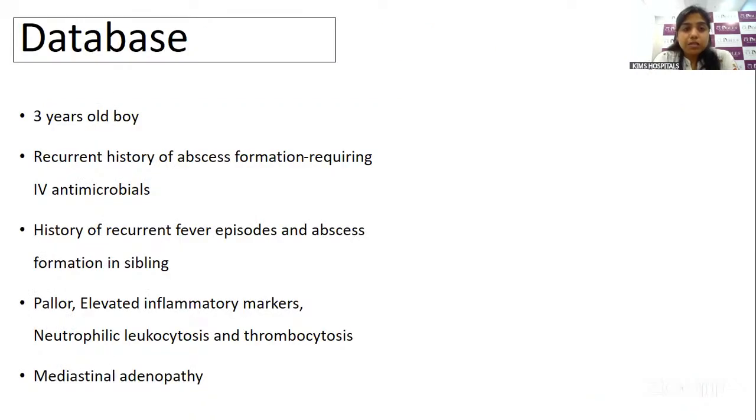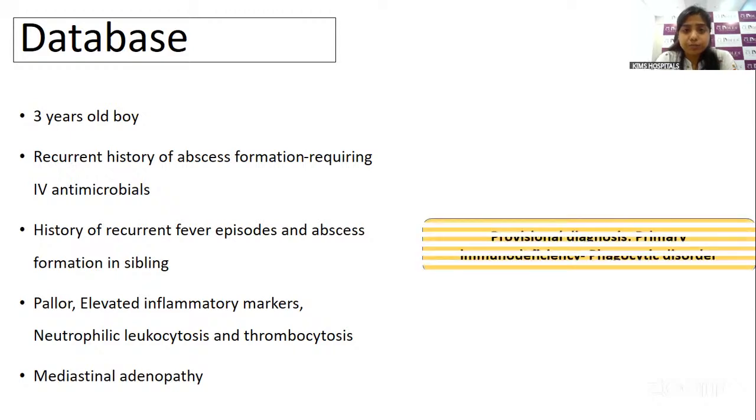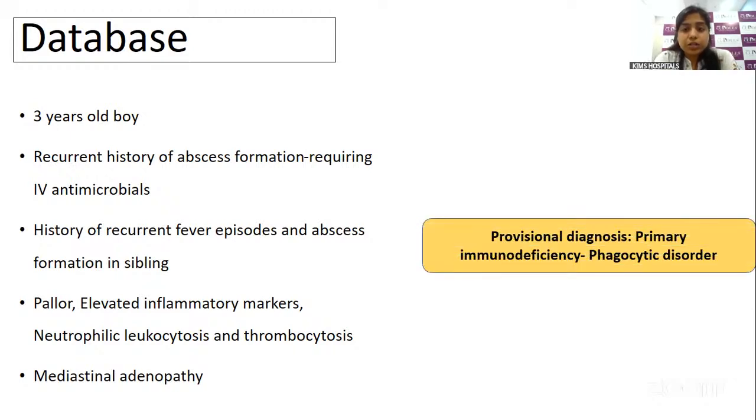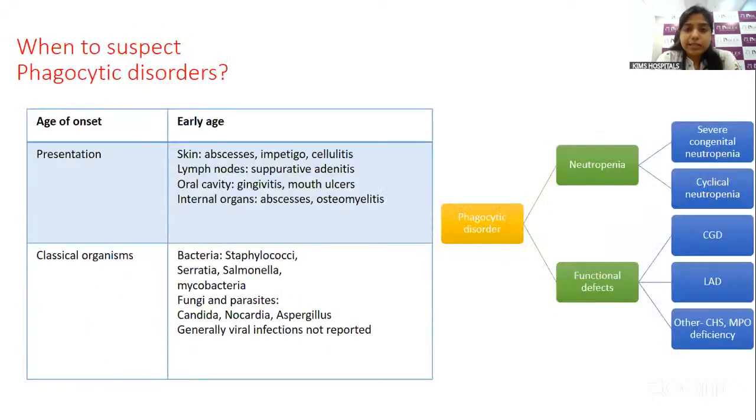Coming to the summary, so this is a 3-year-old boy. He had a recurrent history of abscesses, lymphadenitis with elevated inflammatory markers, neutrophilic leukocytosis, and thrombocytosis. So the provisional diagnosis in this case was primary immunodeficiency with phagocytic disorder because of the recurrent abscess and lymphadenitis. This was more towards a phagocytic disorder.